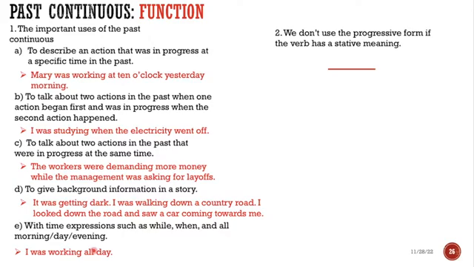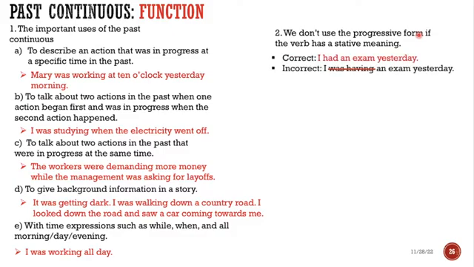Second, everyone, at this point, we don't use the progressive form if the verb has a stative meaning. Related to verbs, when a verb refers to a stative verb or stative meaning, we don't use the progressive form. Understand that? Okay, you can see this here.